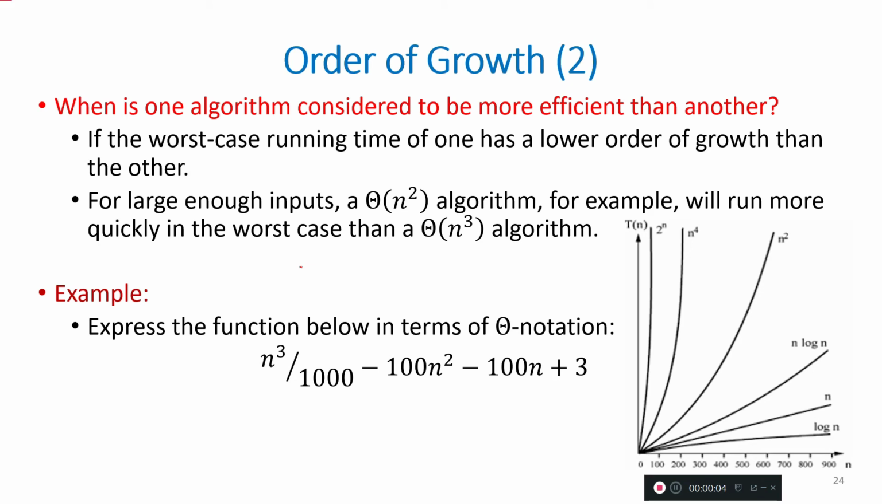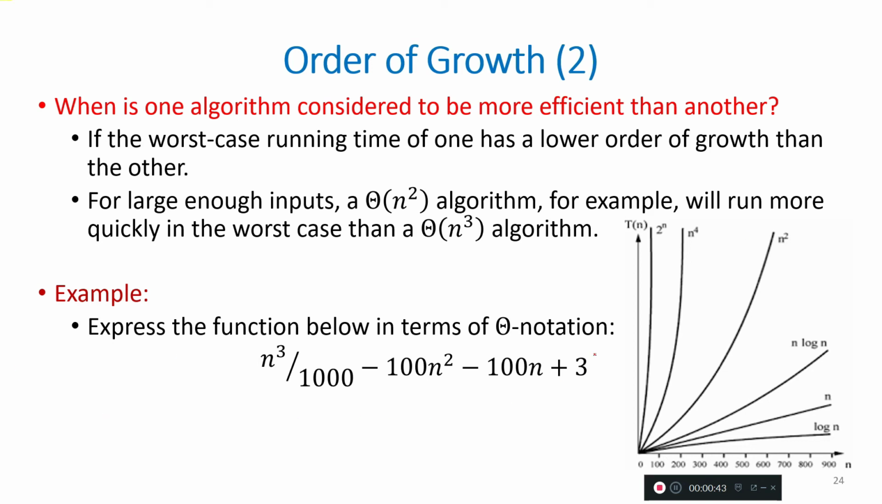So when we want to compare algorithms based on their efficiency, we would look at their worst case running times. So the algorithm having a lower order of growth would be the algorithm that we would consider being more efficient. For example, if you have two algorithms, one theta n squared and the other theta n cubed, which one would you consider to be more efficient? Obviously, if you look at this graph, you will see that n cubed would be growing much faster than n squared. So we would say between these two, I would prefer n squared.